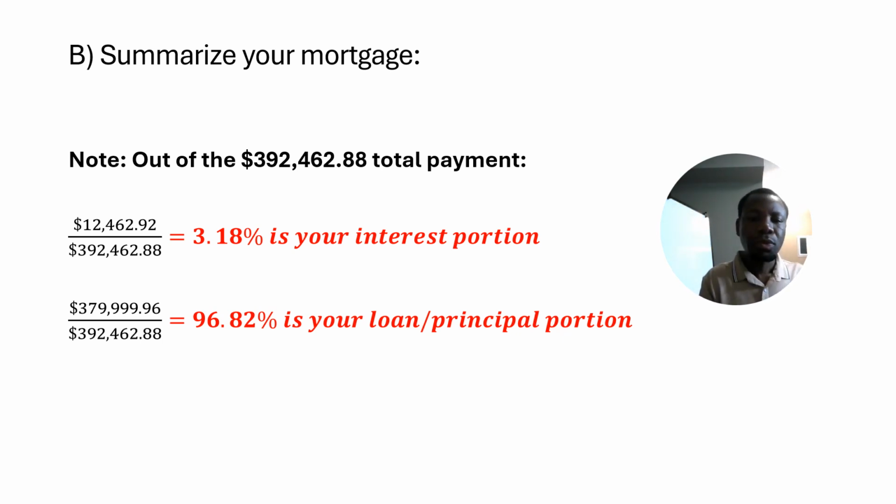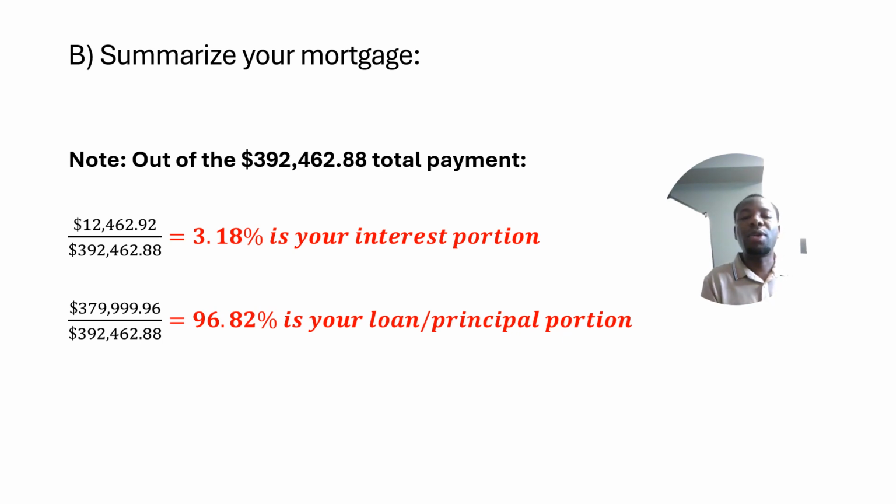or your principal. Now, what you do here, you take your amortization on the loan column and add everything. After adding the amounts, you take the total, which came as 379,999 and 96 cents. This will be divided by 392,462 and 88 cents, which is your total payment, to give you 96.82%. This is what goes toward your loan or main balance on this particular mortgage.